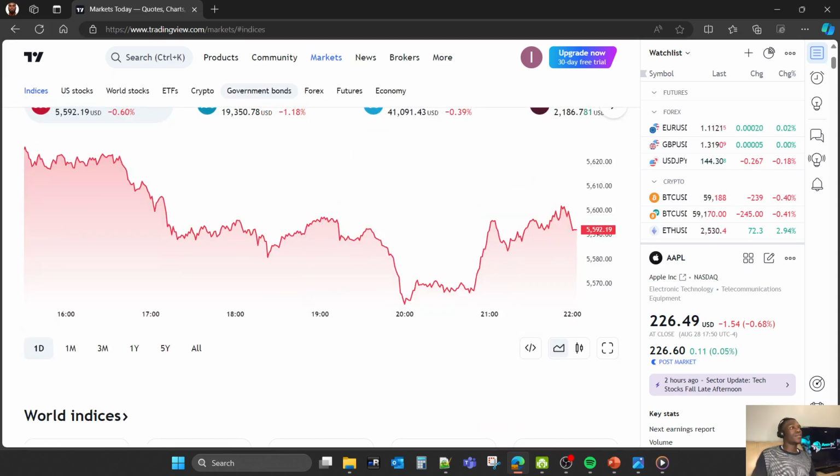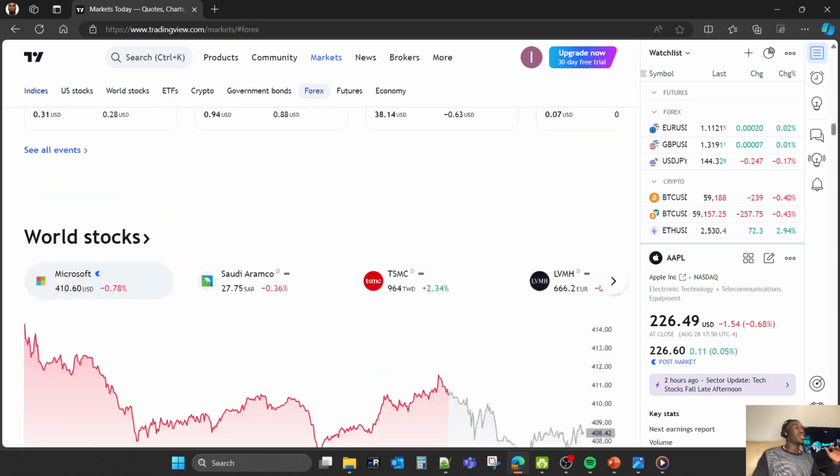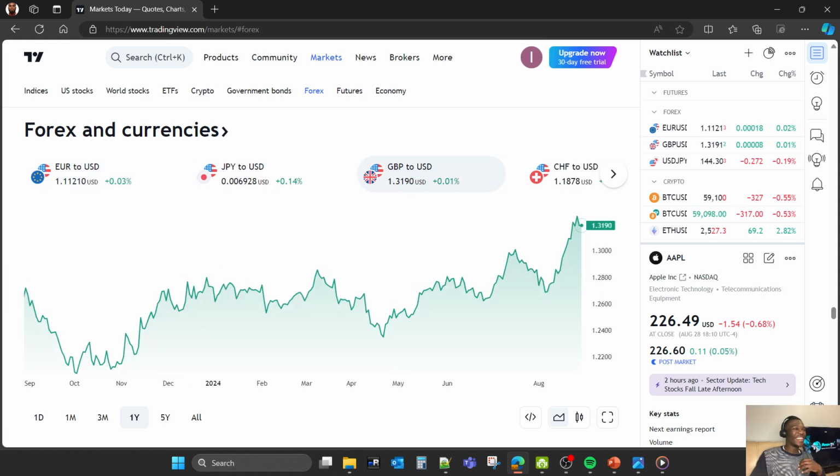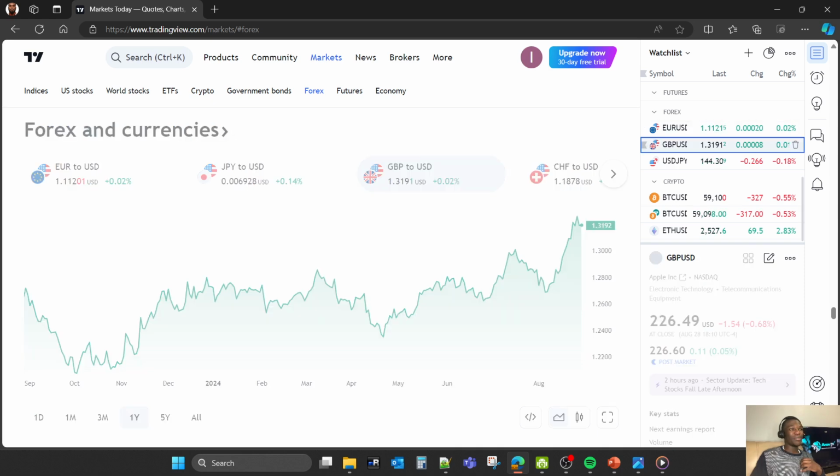As for me, I trade forex, so I'm going to click on forex right here. After clicking it, I'm going to see these types of currencies. Know that whenever you're trading forex, you're trading currencies, right? So there's Euro USD, JPY to USD, GBP to USD, and CHF to USD. As much as you know, I only trade GBP USD, the one and only that I love the most. Okay, let's click on it.